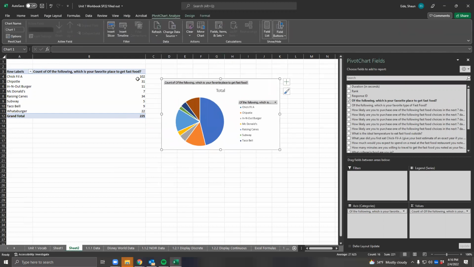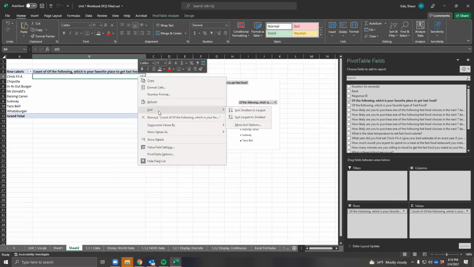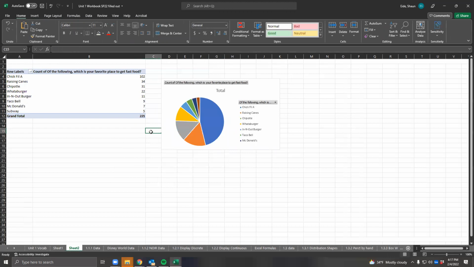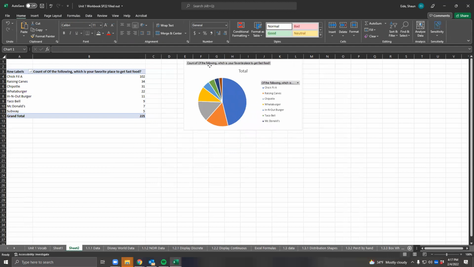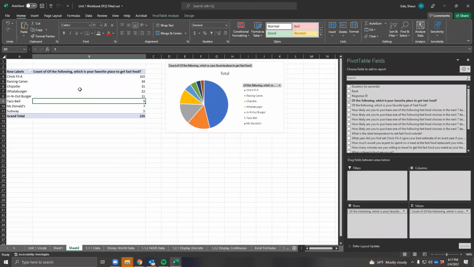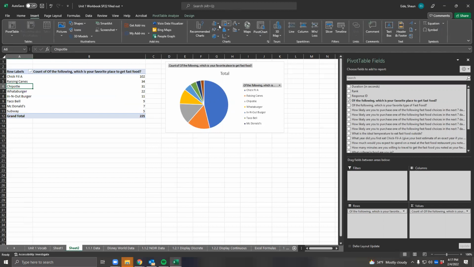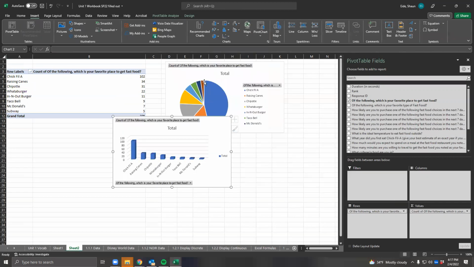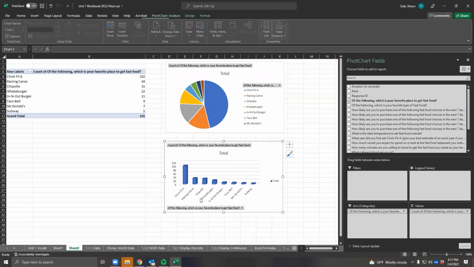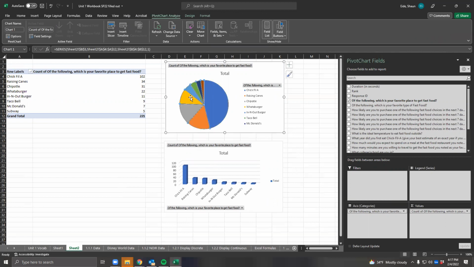Okay. And I would encourage you to sort these, sort largest to smallest. Okay, and then the other really important thing is it needs to have percentages in here, because we're always talking about the parts of the whole. You could also do a bar chart. So insert bar chart. And so you've got Chick-fil-A, so on and so forth, going all the way down. And so these are the actual frequencies. This is for relative frequency.